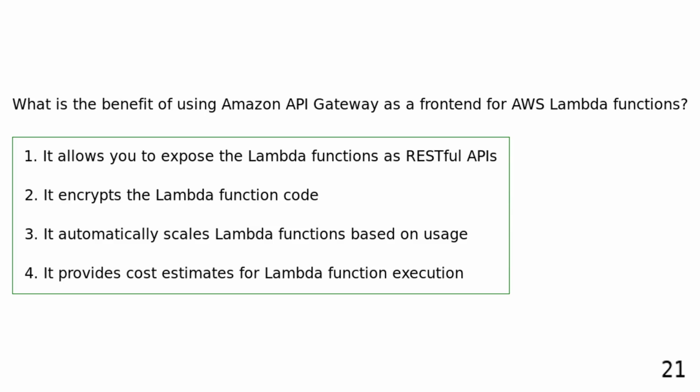What is the benefit of using Amazon API Gateway as a front-end for AWS Lambda functions? It allows you to expose the Lambda functions as RESTful APIs. It encrypts the Lambda function code. It automatically scales Lambda functions based on usage. It provides cost estimates for Lambda function execution.